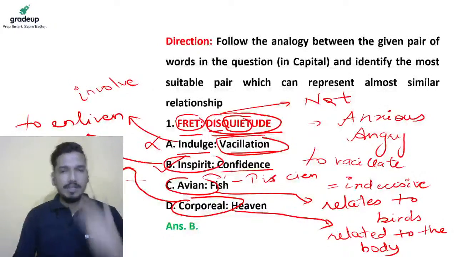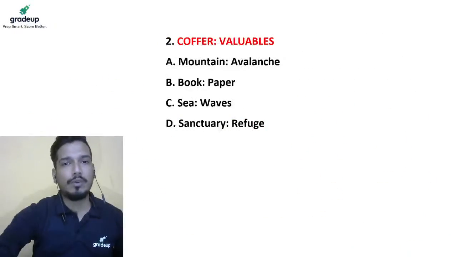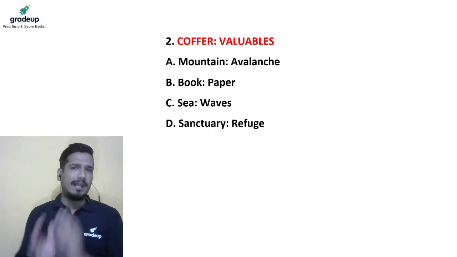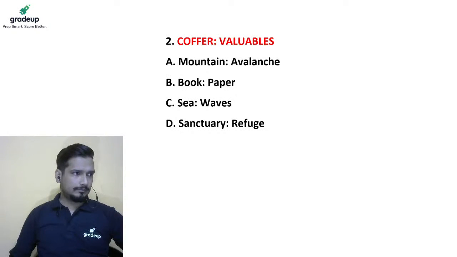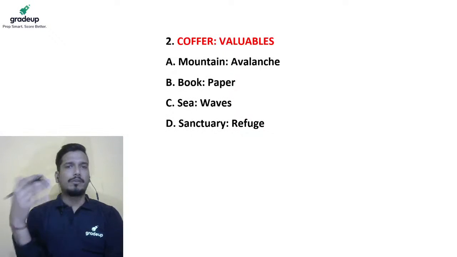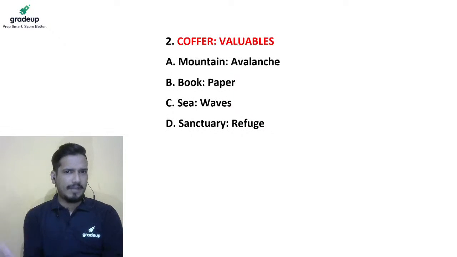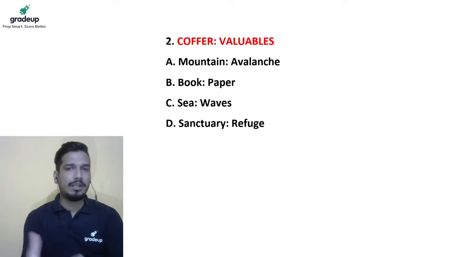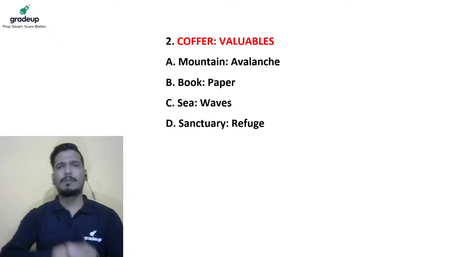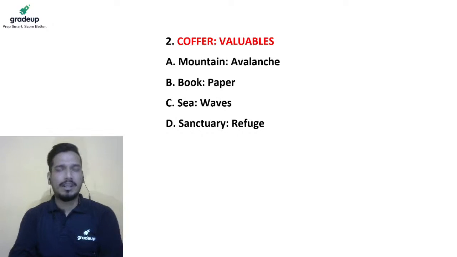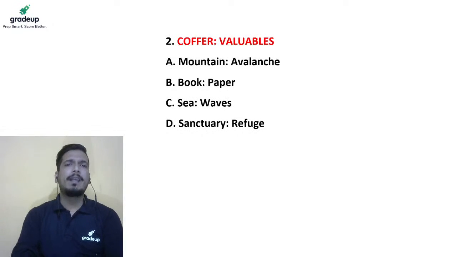Okay, let's proceed further and see what we have in store in the next question. Here you go. Coffer is to valuables, right? So we have four options. Mountain is to avalanche, book is to paper, sea is to waves, sanctuary is to refuge. In the original question, it was refugee, I guess, but even refuge is correct. Please take 2 minutes and then I'll take answers.